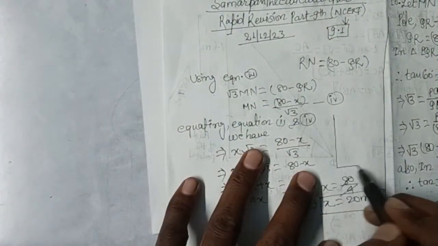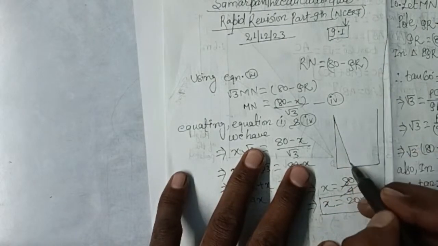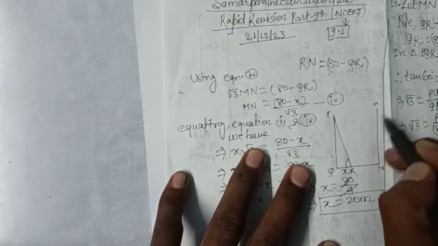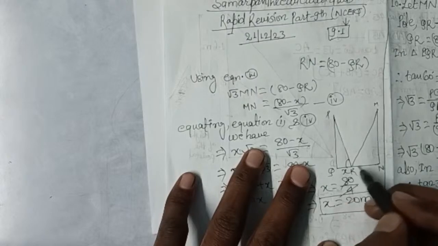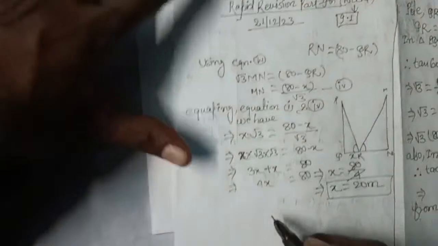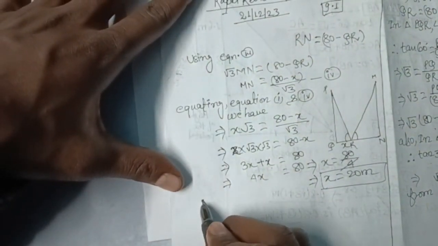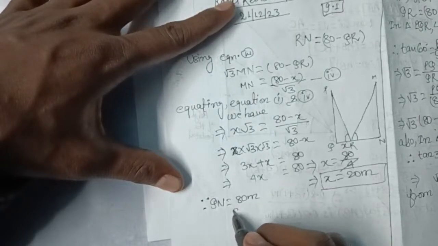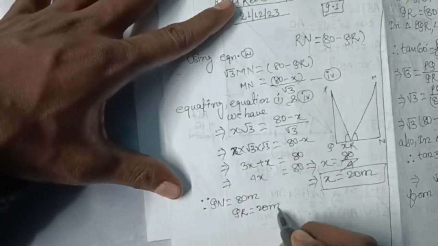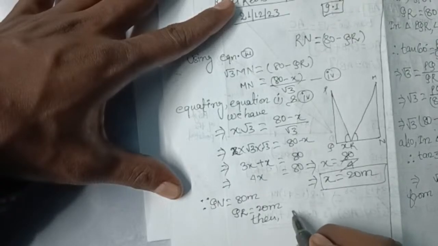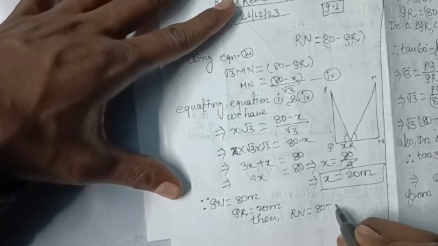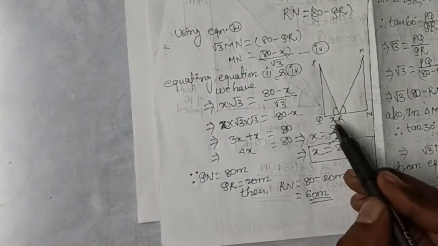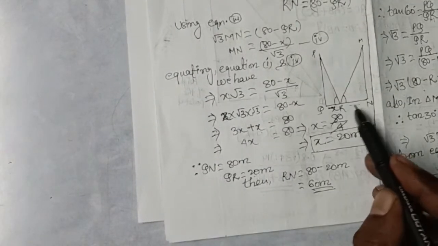that is, the distance between the poles. So here PQ, and here R, this is N and this is M. This distance is x, which is 20 meter, so we can find the rest. Since Qn equals to 80 meter, therefore if QR equals to 20 meter, then Rn equals to 80 minus 20 meter, therefore it will become 60 meter. So here we found that this distance is 20 meter and this distance is 60 meter.